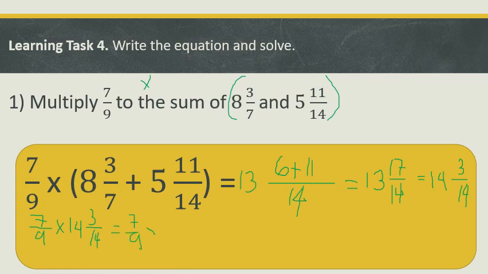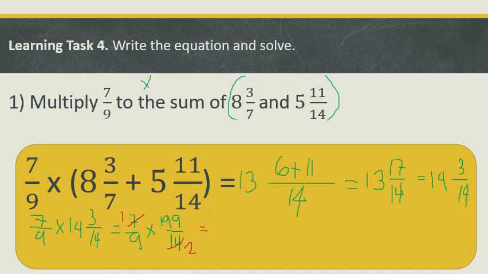So, since ang 14 and 3 fourteenths ay mixed number, gagawin natin siyang improper. So, multiply natin denominator sa whole number. So, 14 times 14 is 196 plus 3 is 199 over 14. So, tingnan natin kung may common factor ang 7 at 14. So, meron po. So, siya po ay pwedeng i-divide sa 7. So, 7 divided by 7 is 1. 14 divided by 7 is 2.